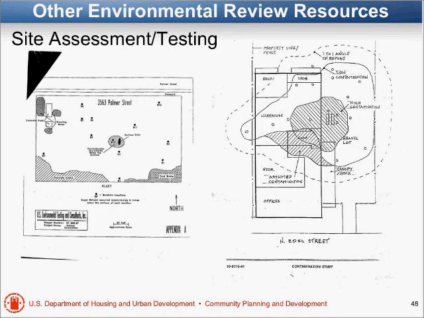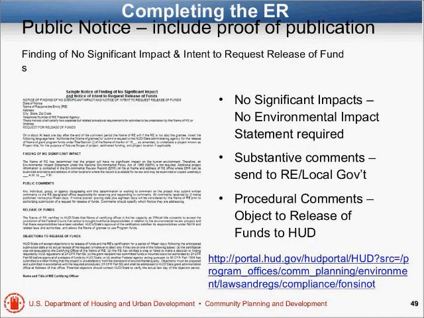Here's an example from a phase 2, actually, where they indicated a history that it might be contaminated. For instance, here's a site where there were some buried underground storage tanks, and then all of these little circles are where they did soil testing, and then they drew a picture of what they thought the contamination would look like around the building. So if phase 1 or phase 2 has been done, you want that as part of your environmental review.